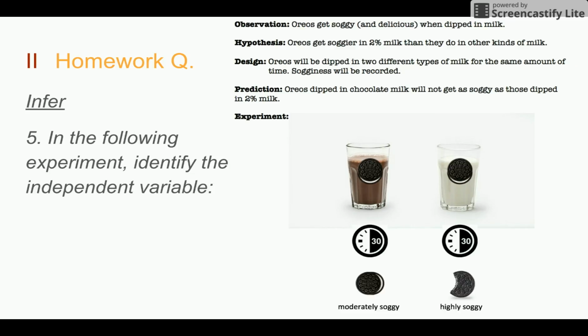Homework question number 5, in the following experiment, identify the independent variable. And note that our results are now shown below. Homework question number 6, in the following experiment, identify the dependent variable. And homework question number 7, in the following experiment, identify the control variable. Now I know we haven't talked about control variables yet, but I want you to kind of infer and figure out what you think the control variable would be here.